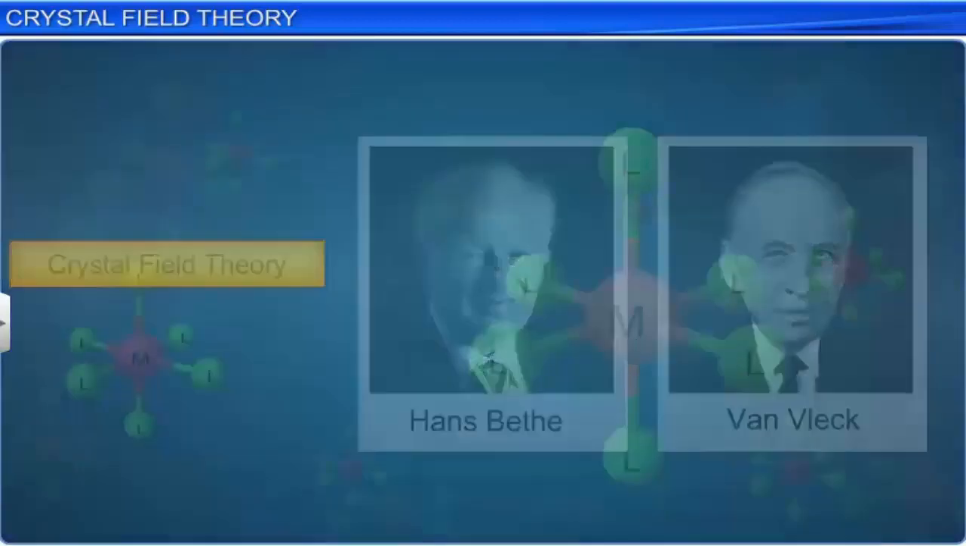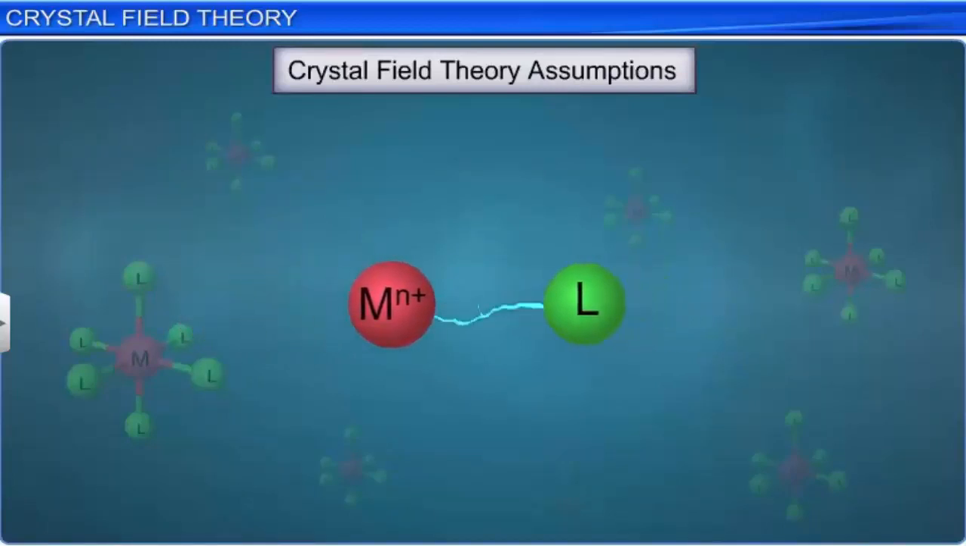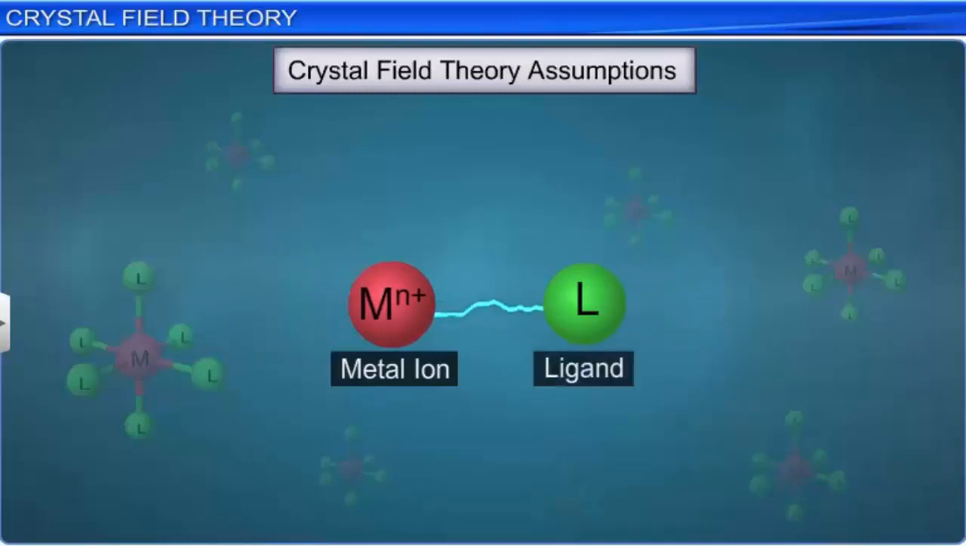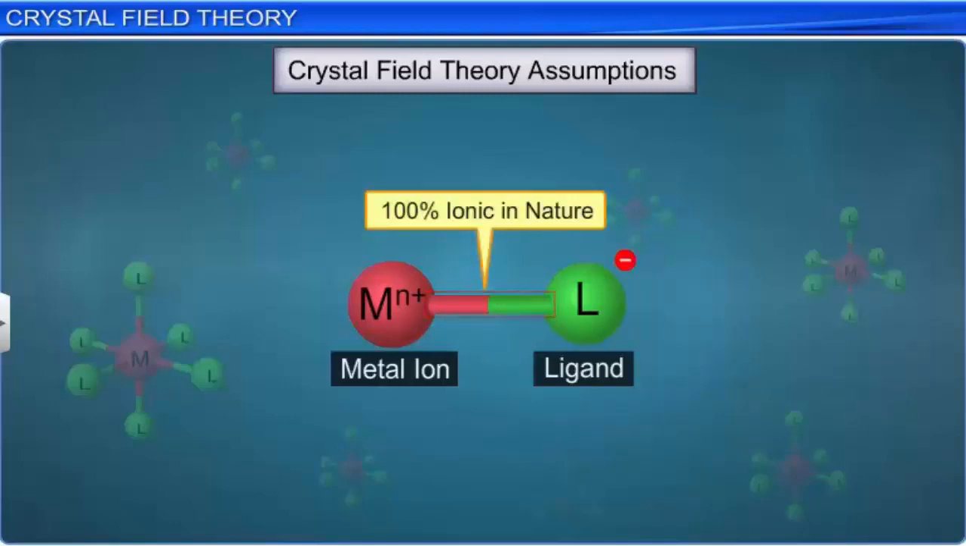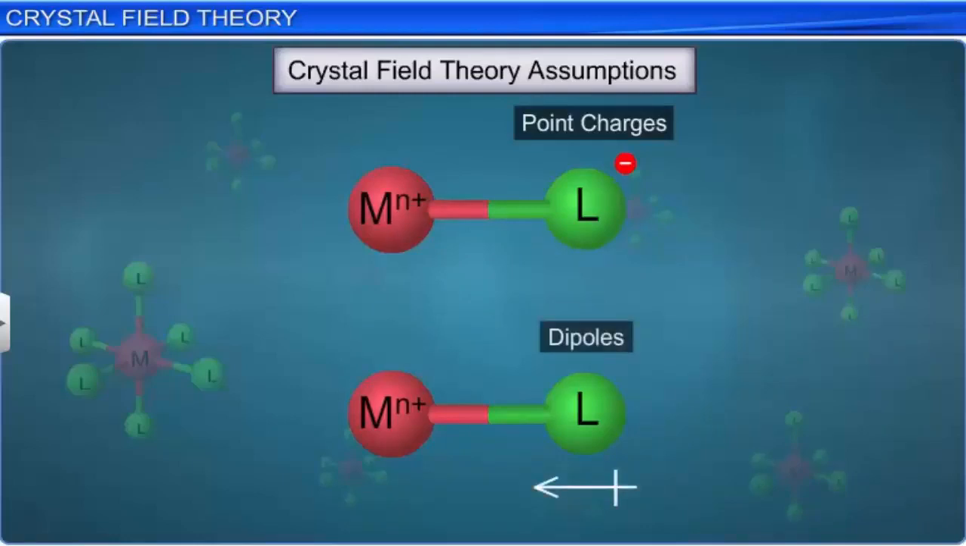The crystal field theory is based on certain assumptions. The interaction between the metal ion and the ligand is purely electrostatic. That is, the metal-ligand bonds are 100% ionic in nature. Negative ligands are treated as point charges, and neutral ligands are treated as dipoles. Thus, the bonding in the complex may be an ion-ion interaction or an ion-dipole interaction.